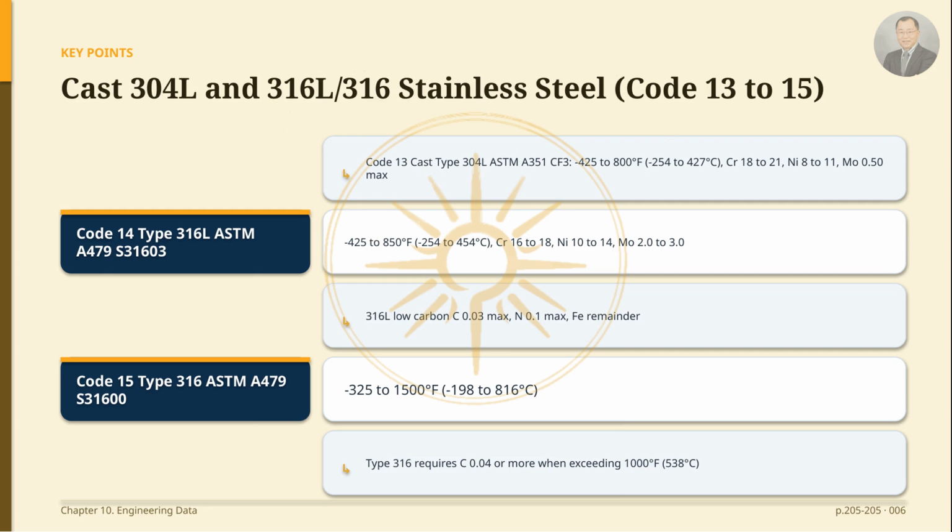This is a low-carbon type with carbon reduced to 0.03%, containing 16% to 18% chromium, 10% to 14% nickel, 2% to 3% molybdenum, a maximum of 0.1% nitrogen, and the remainder is iron. The characteristic of the 316 series is the addition of molybdenum to increase corrosion resistance.